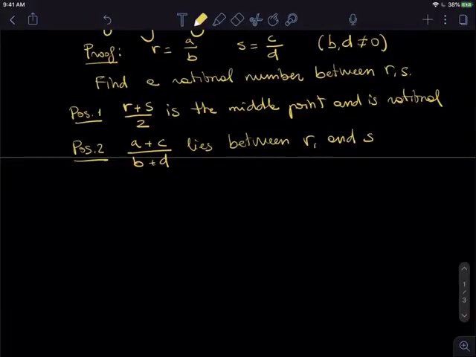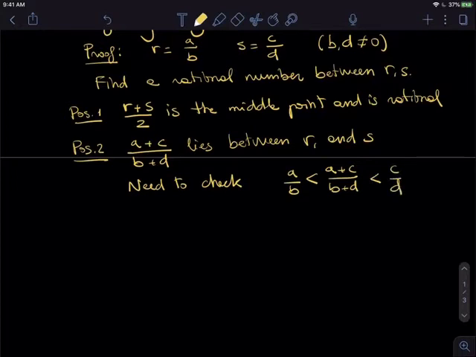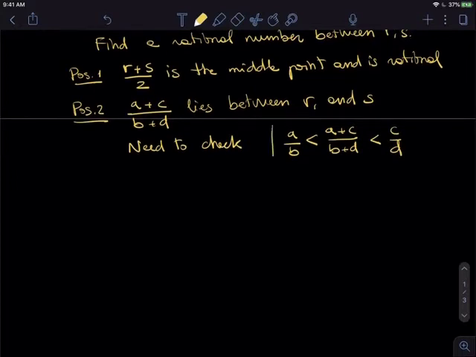So let us check this second possibility. We need to check that a plus c over b plus d is in between a over b and c over d. So let's check the first of these inequalities, then you can check the second.